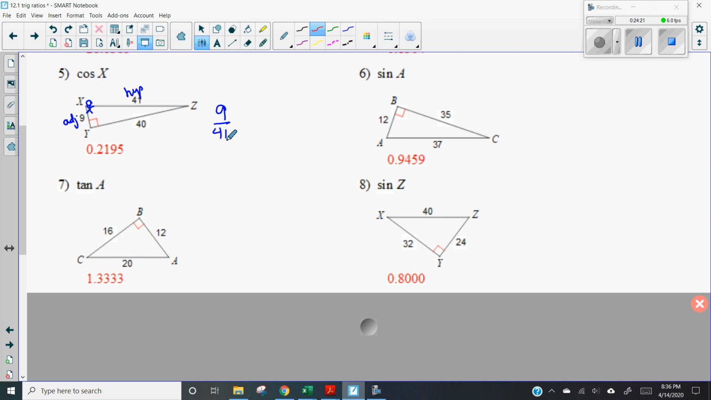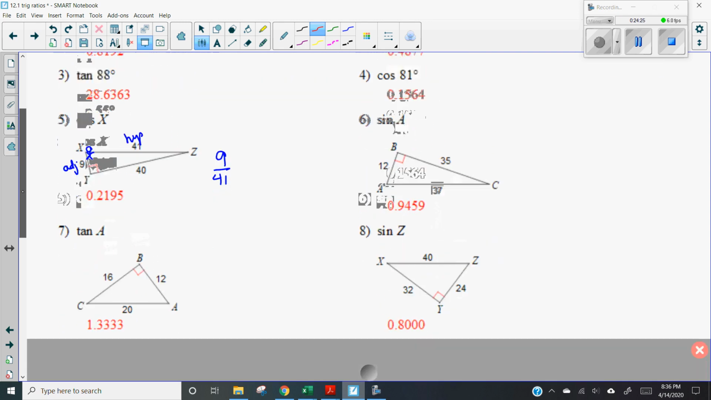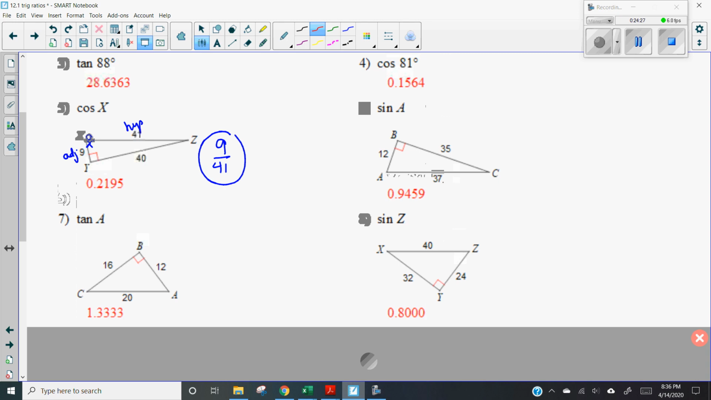They just said to round it. If you look at the directions, they say round it to the nearest 10,000th. So I actually wouldn't mind if you want to leave them like this, totally fine. Okay, sine of A initially came from 35/37. That's again standing in angle A, picking the opposite over the hypotenuse.